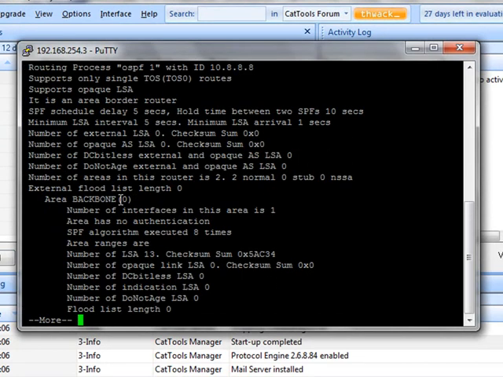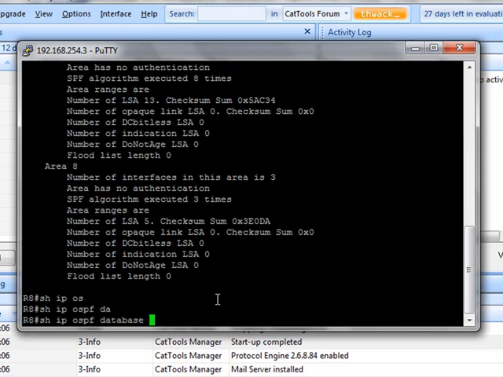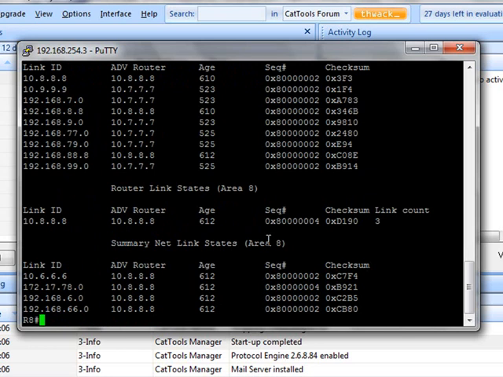Notice here, it lists area 0, the backbone, and it also lists area 8. No authentication, a number of other things in here, but that's one of the ways of looking at this. We do also show ip ospf database. Area 0 is listed, and it also lists things for area 8.